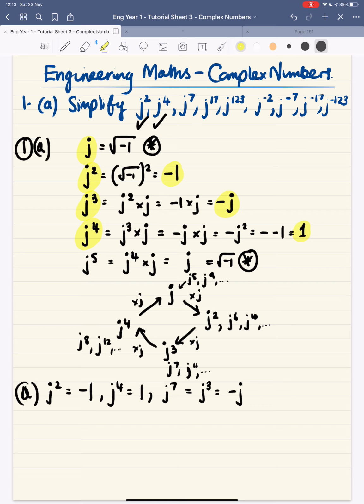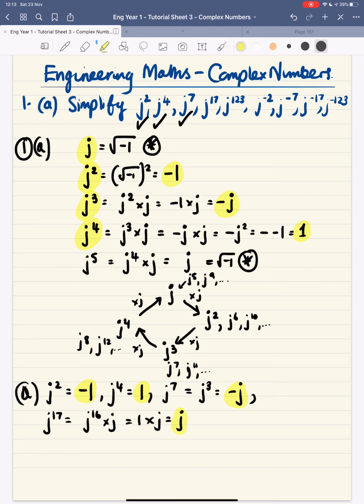So j squared is minus 1. The next answer is 1. And the next answer is minus j. Right, so that's that one done. Right, j17 is j16 times j. So that is 1 times j, which is j. J to any multiple of 4, and 16 is 4 times 4, is automatically 1. So that's why that's 1 times j.